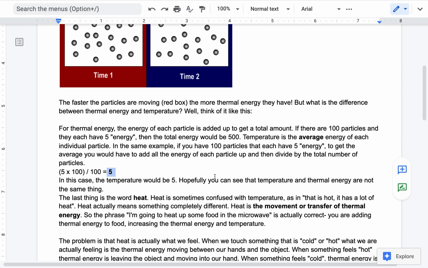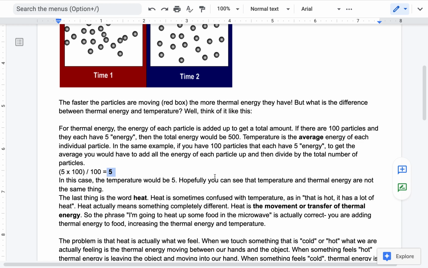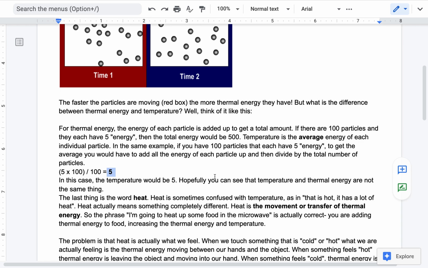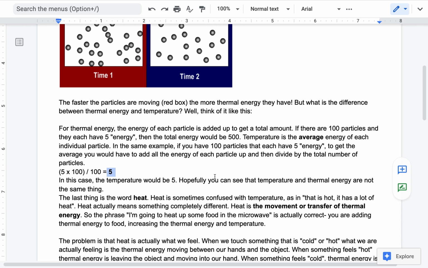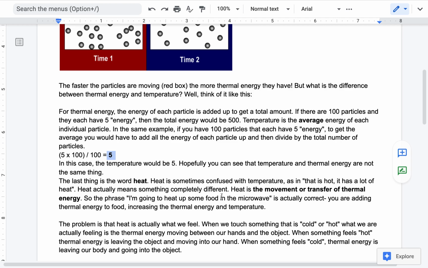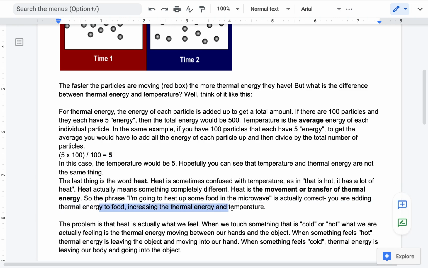Heat is the movement or transfer of thermal energy. So you only get heat when something is warming up or cooling down. If something is not changing energy at all, there's no heat. Okay. So the phrase, I'm going to heat up some food in the microwave, is actually correct. What you're doing is adding thermal energy to the food, increasing the total thermal energy and also the temperature.